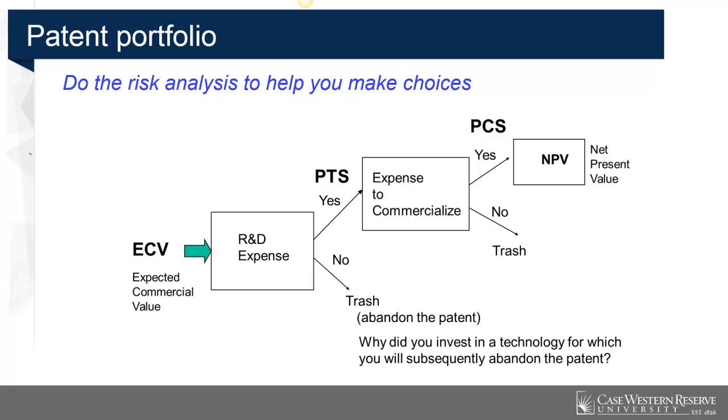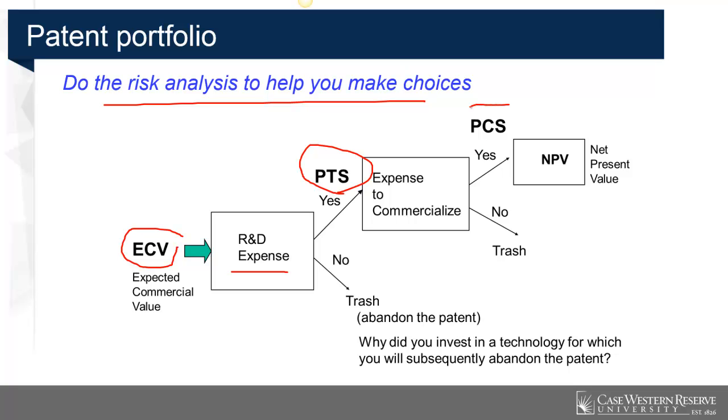You can even do some finance. You can do risk analysis to help you make choices about what to keep. You could have the expected commercial value as a result of an R&D portfolio. And you have to understand the probability of technical success and what that means to commercialize, and then the probability of commercial success. So it's one thing to have R&D that has technical success, but you've got to focus on what we think of as commercial success.